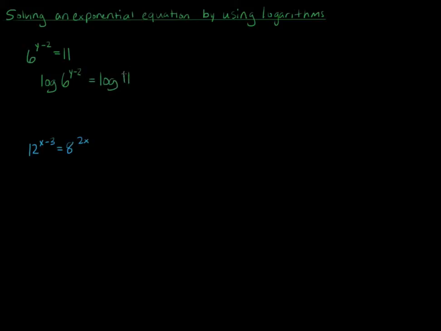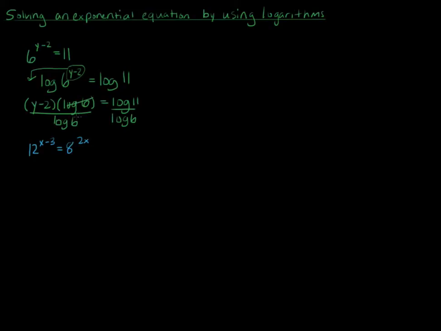11. And let's just assume this is log base 10 because we can put it into our calculator. So then we can bring this down to the front. So y minus 2 is going to be multiplied by log of 6, and that equals log of 11. Now, I think the easiest way to do this is to just go ahead right away and divide by log of 6 on both sides. That way we don't have to do the distributive property.